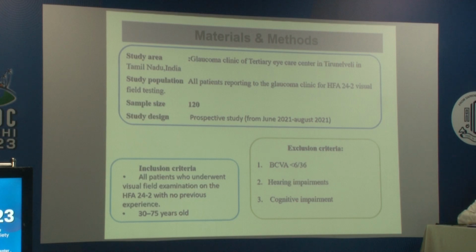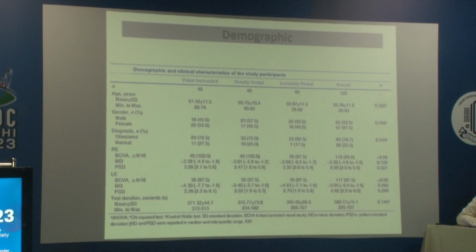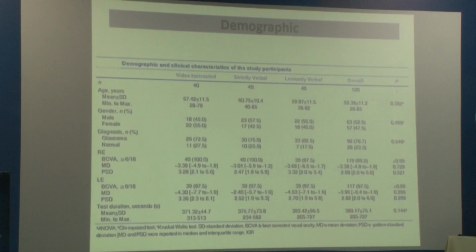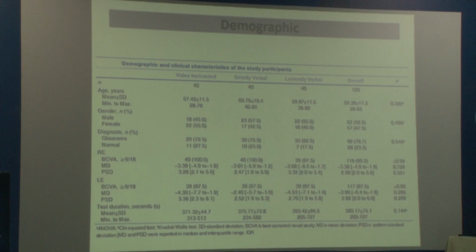The study population was all patients reported in the glaucoma clinic for HFA 24-2 visual field testing, and we had a sample size of 120. It was a prospective study. The patients included were all those who underwent 24-2 visual field examinations with no previous experience, and age included was 30 to 75 years. The patients in all the three groups were equal in number, 40 in each group, and there was not much difference in the age group in all three groups. Also not much gender difference number-wise, and even glaucoma and non-glaucoma patients in all three groups were almost equal, and the test duration in all three groups was almost equal.